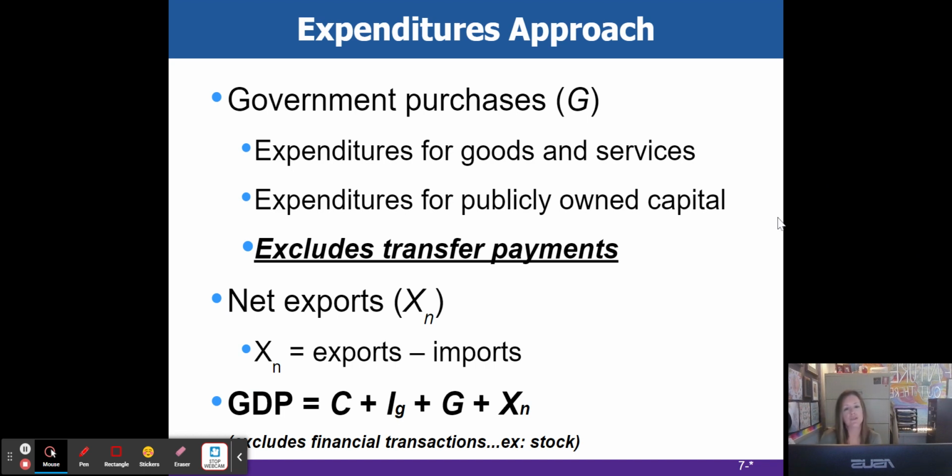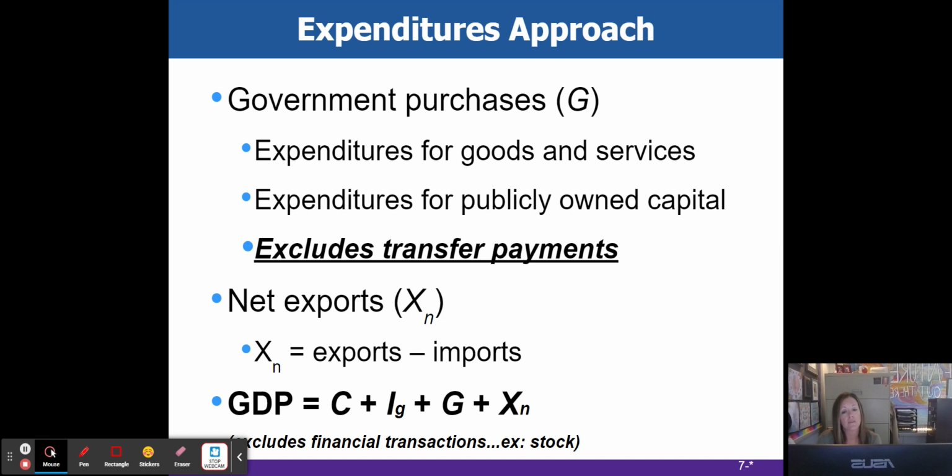The last 2 categories are government purchases and net exports. Government purchases include government expenditures for goods and services, things like roads, schools, military funding, as well as ships, planes, artillery, things like that you would use in the military. It also includes expenditures for publicly owned capital, so that would be like vehicles that are owned by the federal government or school buildings that are built and owned by state or local governments.